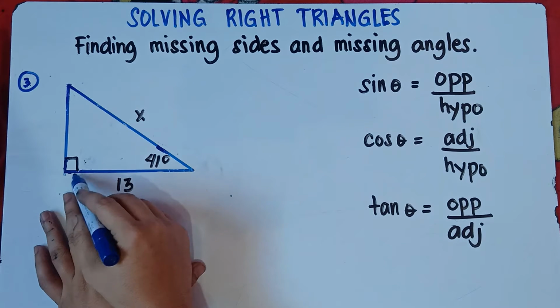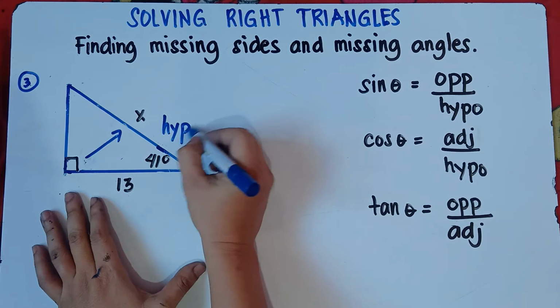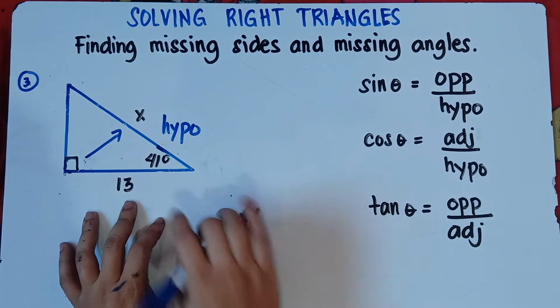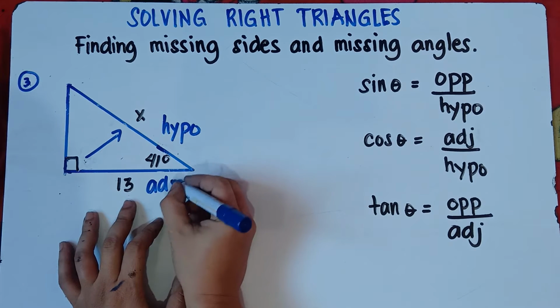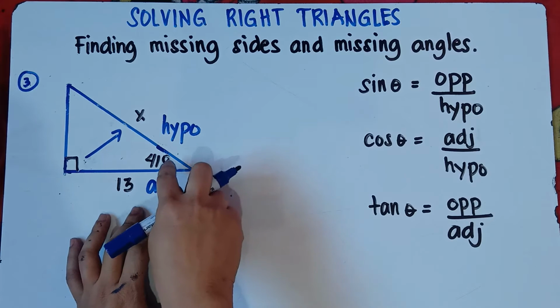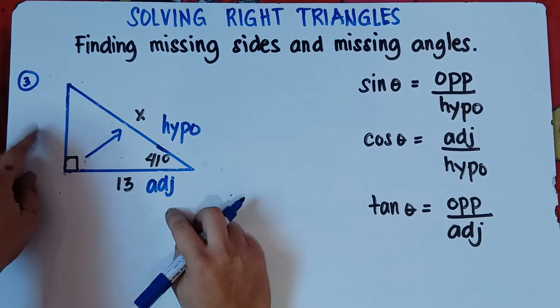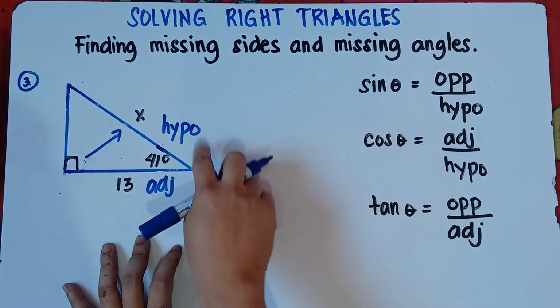Once again, opposite of this angle, 90 degrees. This is the hypotenuse, the longest side. And this side right here, right next to this reference angle, this will be the adjacent. We will not include the opposite, class, because this side is not involved. So we have adjacent and hypotenuse.